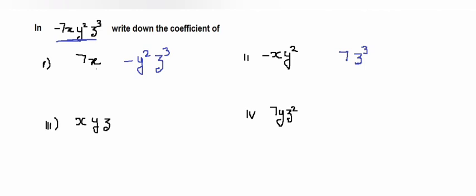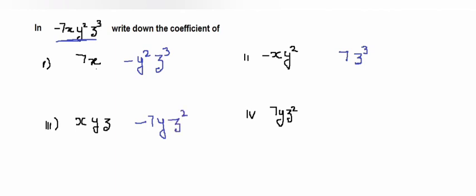Now the coefficient of x, y, z. I need to leave x, y and z. So leaving x, y and z, I will get minus 7, leaving x. Then we have y square, so from y square I am leaving y. So here you will get y. And from z cube, if I leave z, I will get z square.